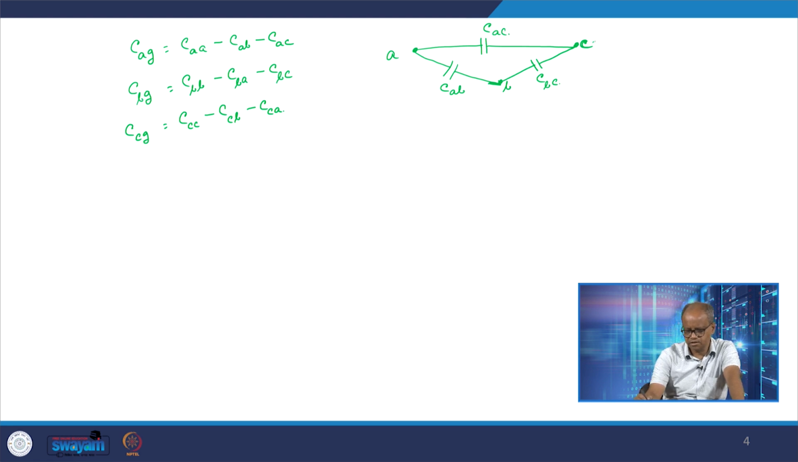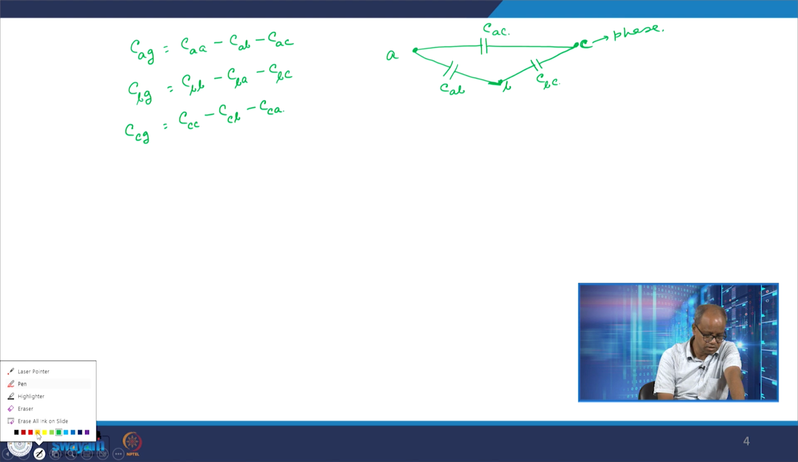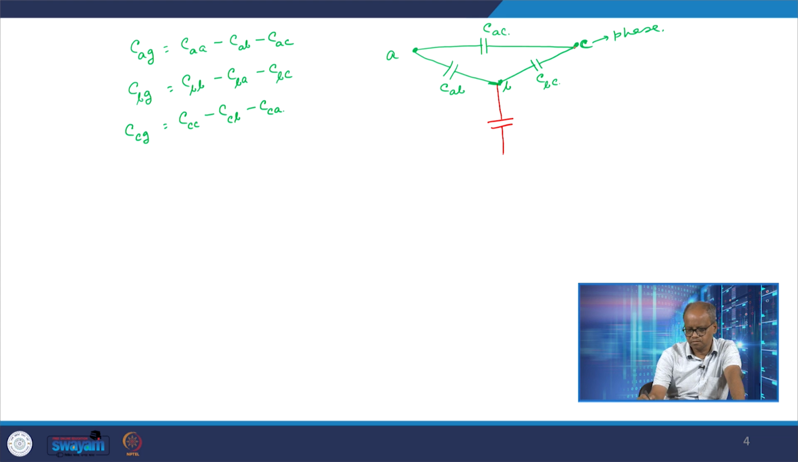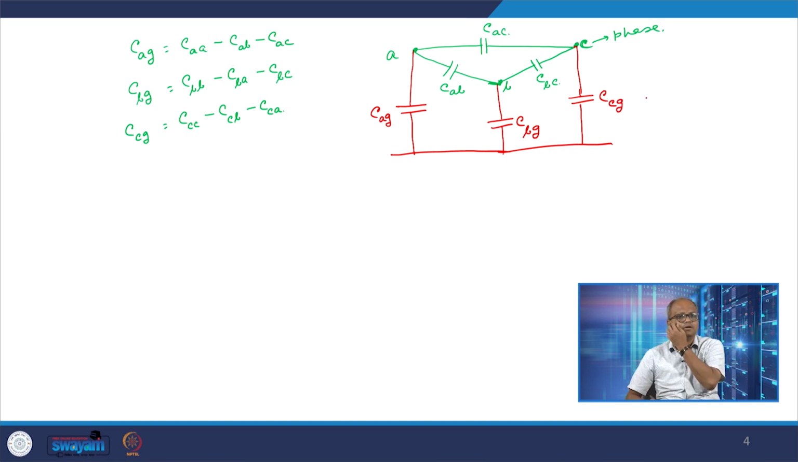and so this is phase C, and these C's are nothing but the capacitances, so we must again note that. And then of course we have CAG, CBG, CCG. So that would be our equivalent circuit.